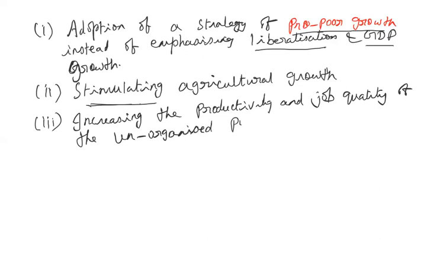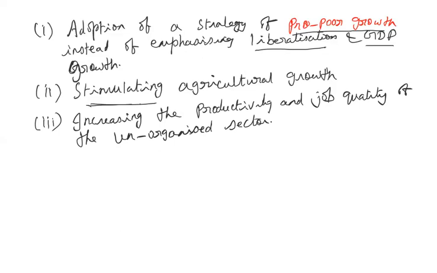Initially, the government was trying to shift all the people from the unorganized sector to the organized sector. But it's very difficult, isn't it? So many people depend on the unorganized sector. It is very difficult to shift all of them to the organized sector.